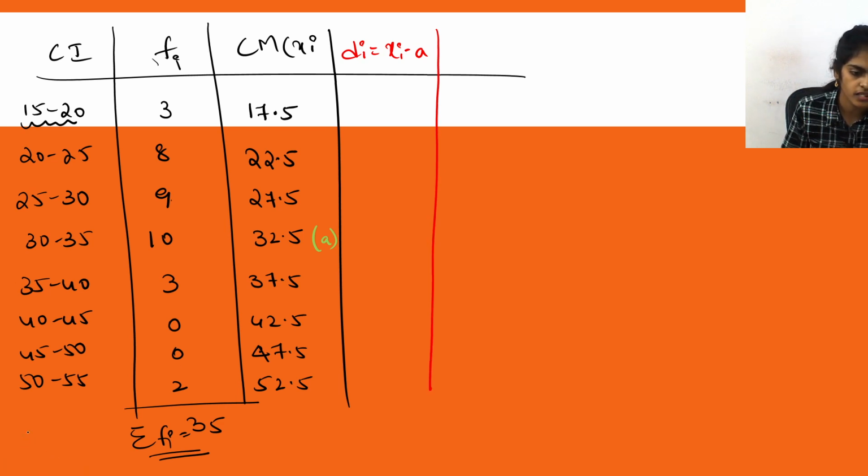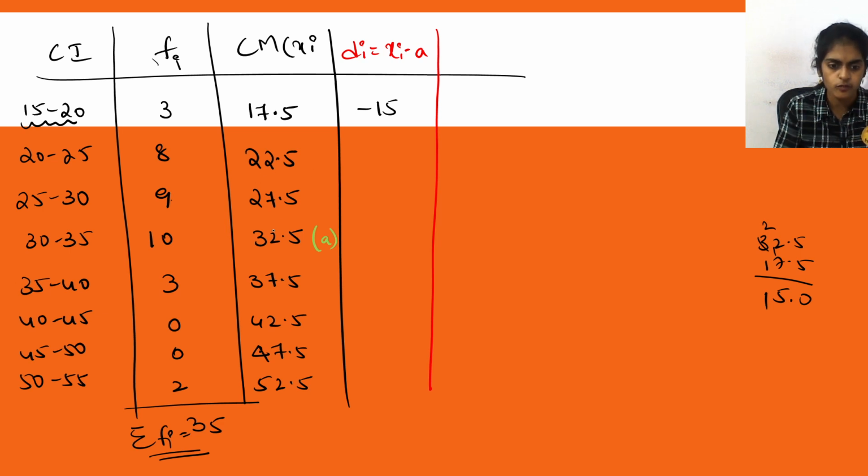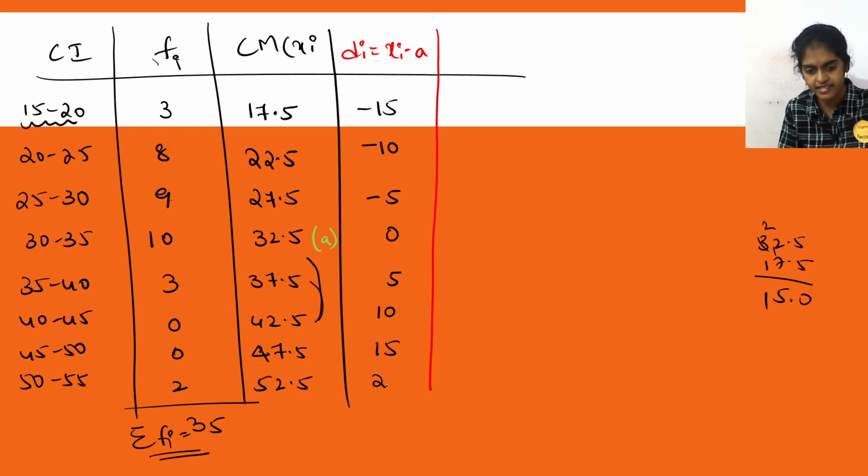So now xi minus a. So 17.5 minus a, assuming you have taken it as 32.5. So 17.5 minus 32.5, how much will you get? Minus 15. And again 22.5 minus 32.5, minus 10. 27.5 minus 32.5, minus 5. 32.5 minus 32.5, 0. 37.5 minus 32.5, 5. 42.5 minus 32.5, you will get 10. 47.5 minus 32.5 you will get 15, and here last you will get 20.